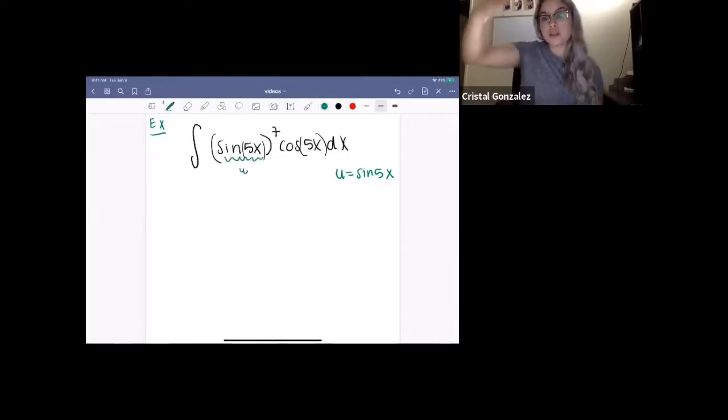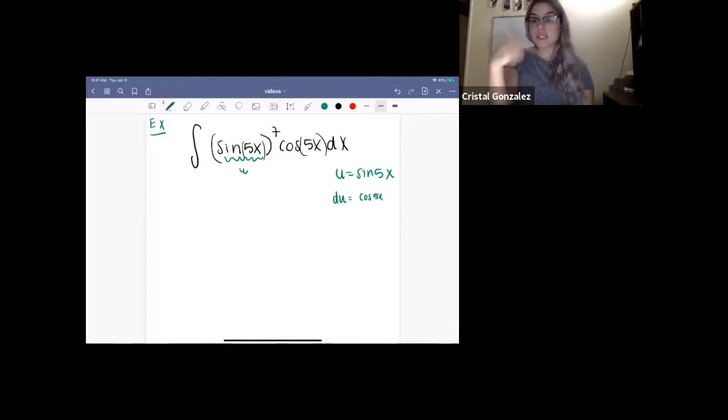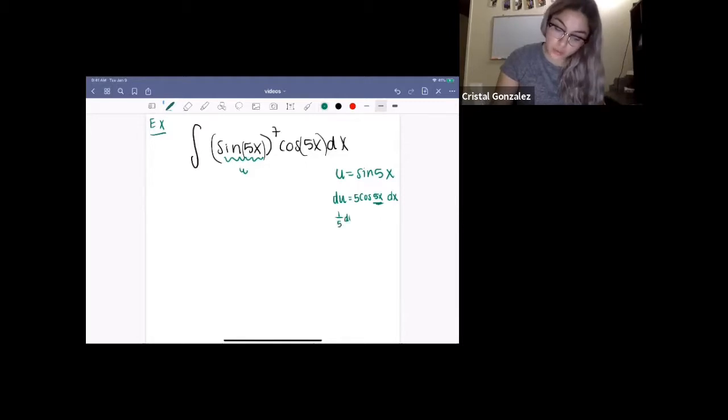And now when I take the derivative of this, I'm going to get cosine of 5x. And be careful here, because don't forget that the derivative of sine is positive cosine, but the integral of sine is negative cosine. So just be careful with that. And so now I have a dx here, but don't forget we have a chain rule here, so we're going to have a 5 on the outside. And so we can rewrite this as 1/5 du equals cosine of 5x dx.